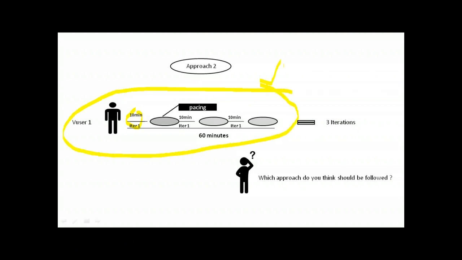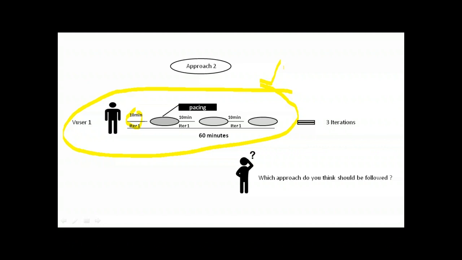The first approach wherein you get the work done, all of them together, and then relax for the next 30 minutes, the virtual user. Or the second approach wherein he has evenly distributed the work across 1 hour. Which one do you think you should go with? Okay, so as you said, approach 2 is better.